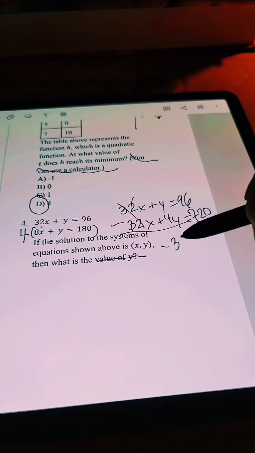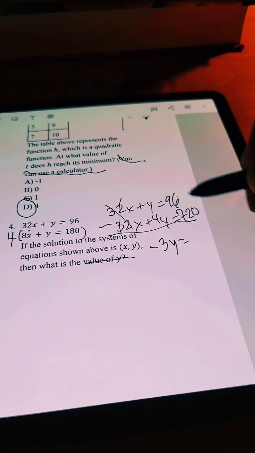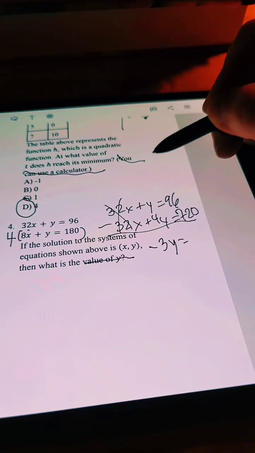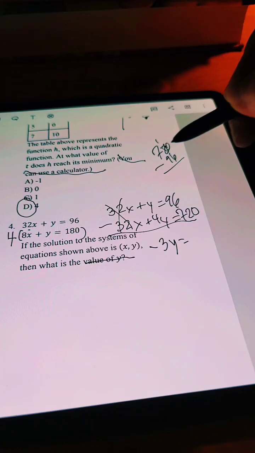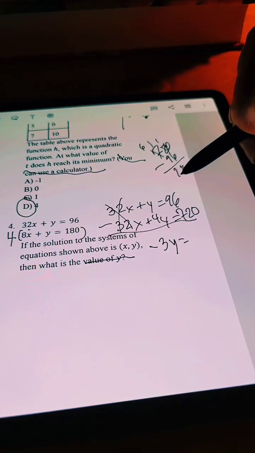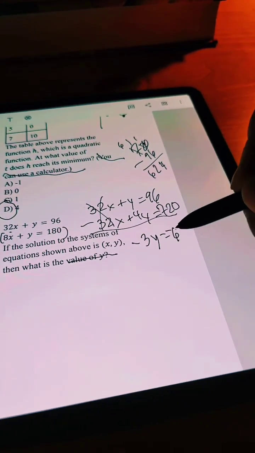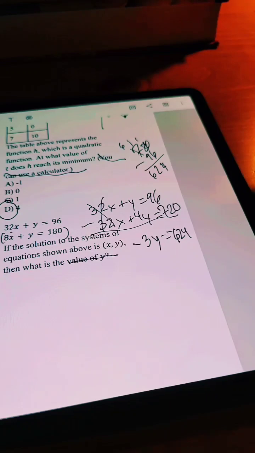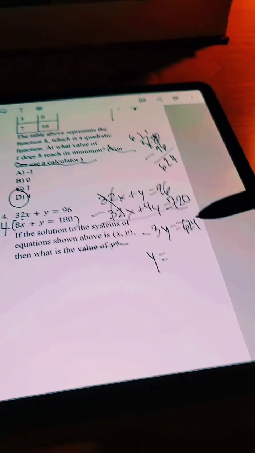So then we're left with negative 3y, because y minus 4y is negative 3y. And that's going to be equal to, I'm just going to do this off to the side so I don't make any calculation errors today in my head. That's negative 624, because we're subtracting a bigger number. So now I'm going to divide by negative 3 on each side.